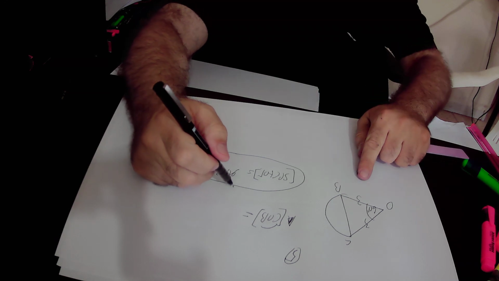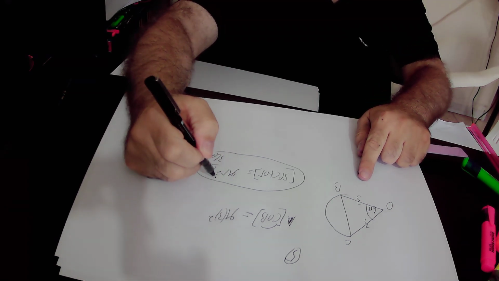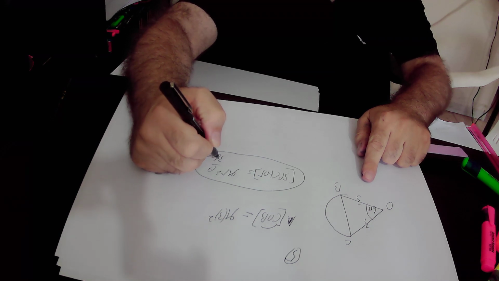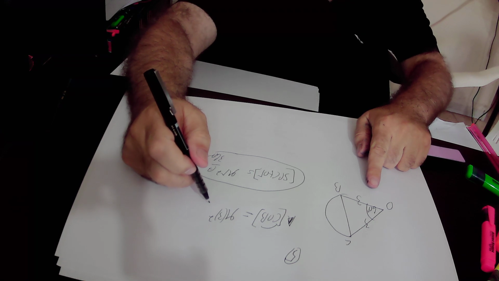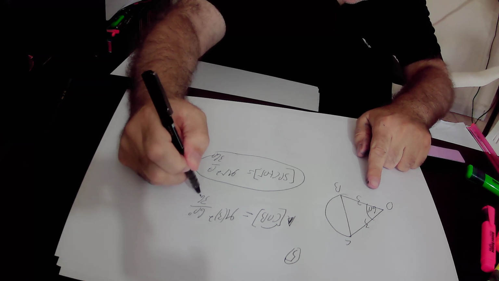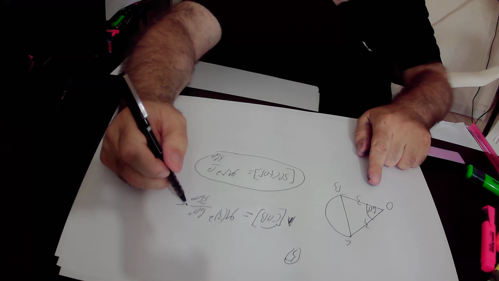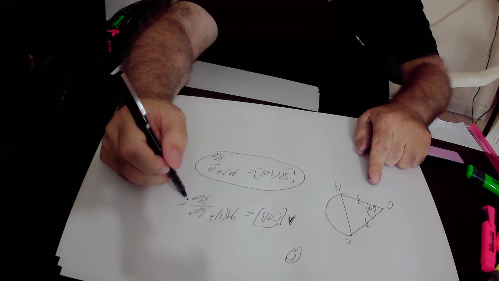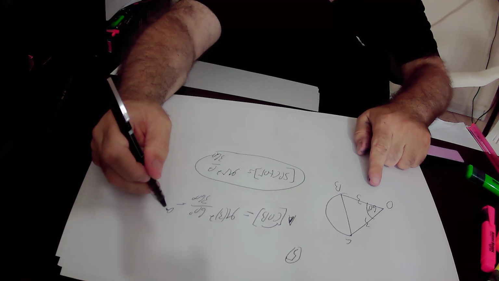R is 3, so pi r squared is pi times 3 squared, times theta over 360 degrees. Theta is the angle between the legs of sector COB, which is 60 degrees. So it is 60 degrees over 360 degrees. In conclusion, we found that the area of sector COB equals pi times 3 squared. 3 squared is 9, so in total this expression equals 9 pi.